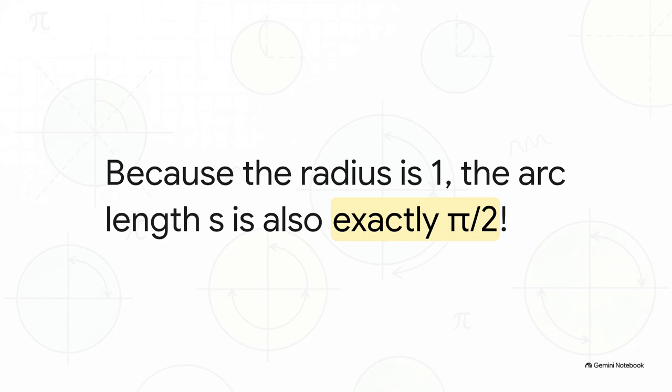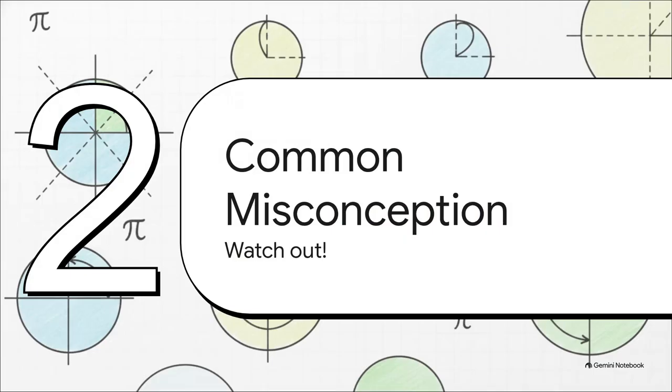And here's the grand finale of our example. Because we are on the unit circle and the radius is precisely 1, the arc length S is also exactly pi over 2. I mean, just think about how beautifully simple that final step is. The converted radian angle actually is the arc length. No complex secondary math required.